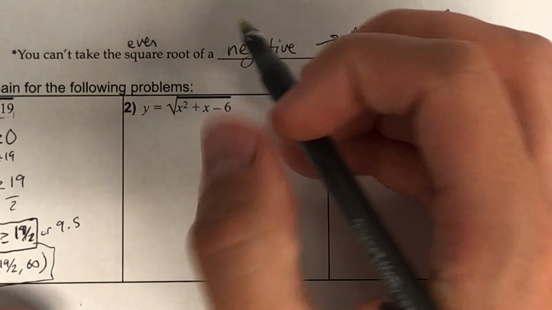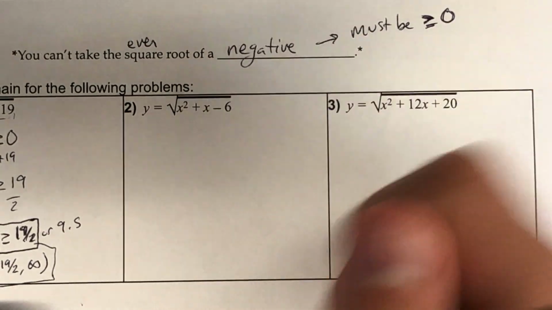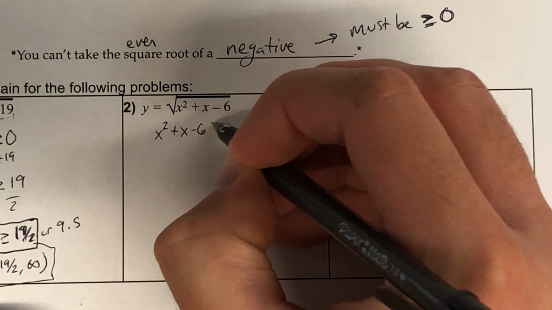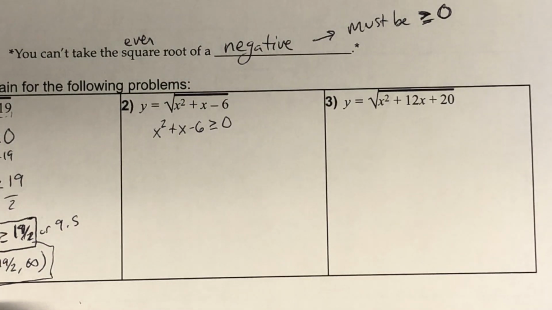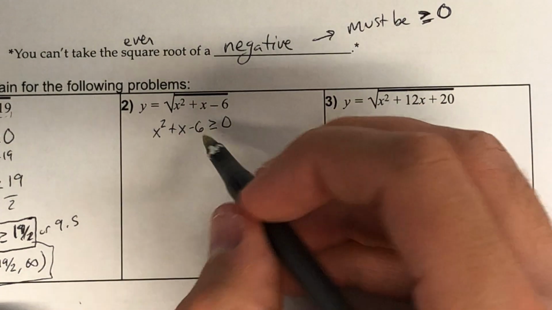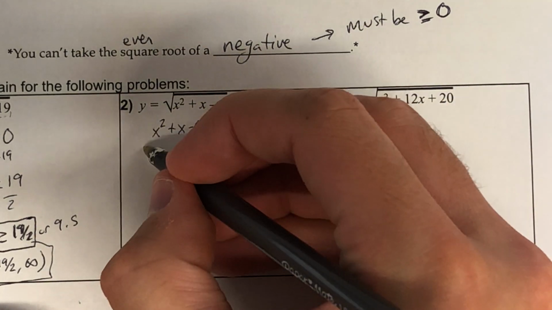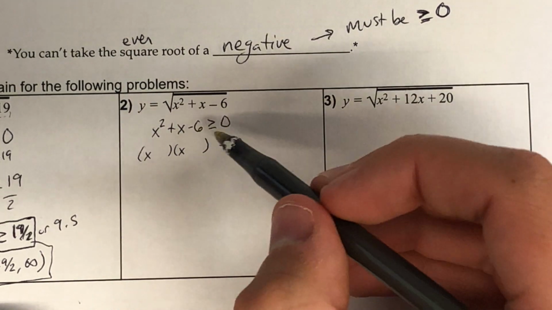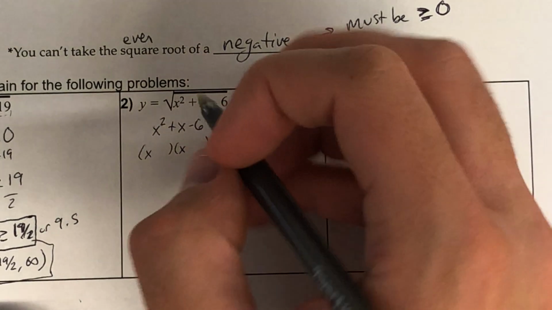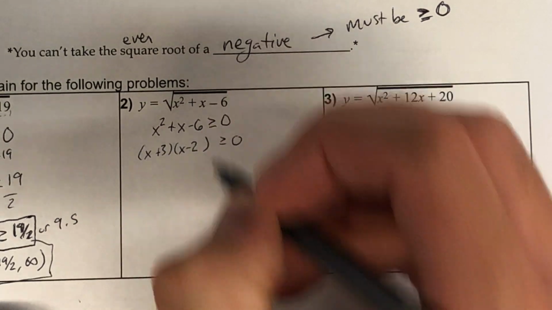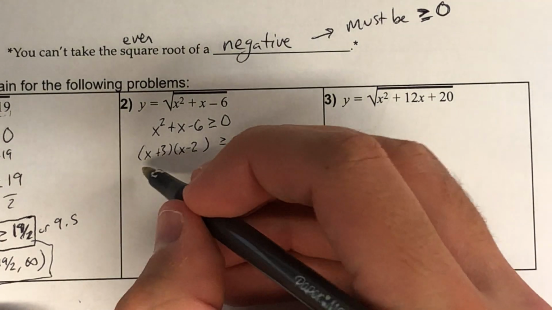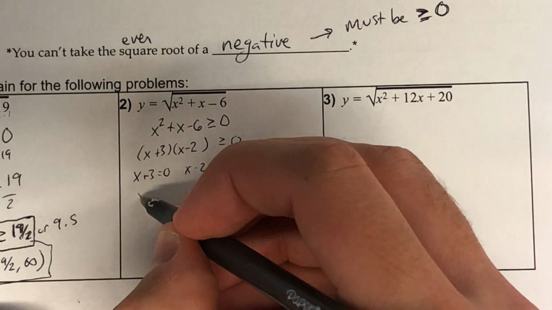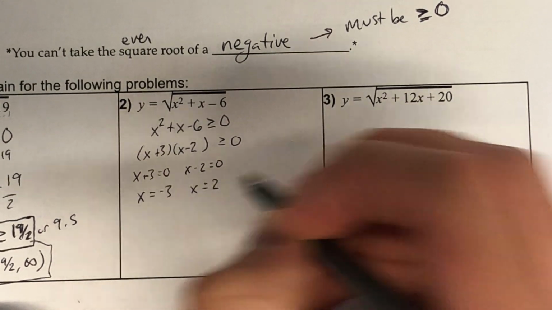Okay, so let's look at number 2. So we have y is equal to the square root of x squared plus x minus 6. So again, for finding the domain, you set what's under the root greater than or equal to 0. In this case, we have a quadratic. So what we need to do is factor into numbers that multiply to -6 and add to +1. Those would be +3 and -2. We set each of those equal to 0 and solve for x, so we get x equals -3 and x equals 2.